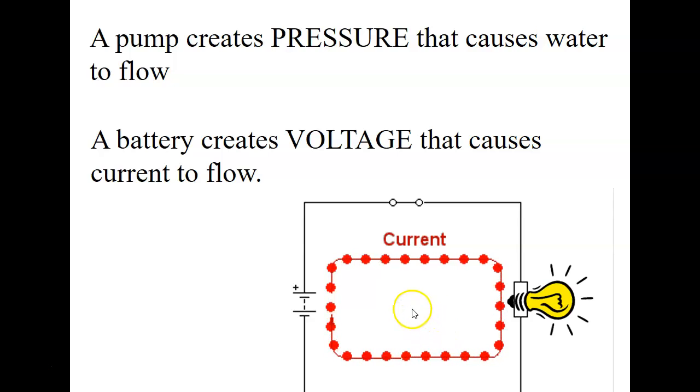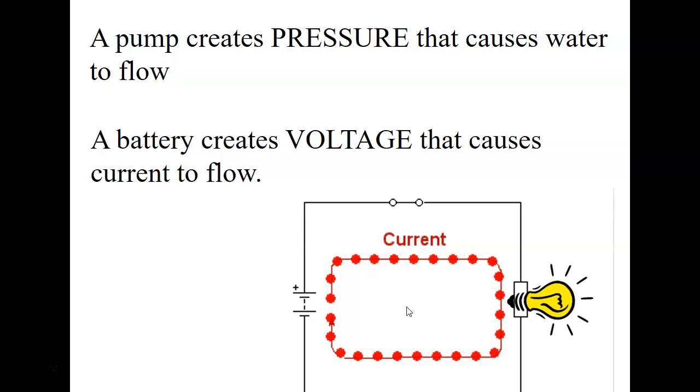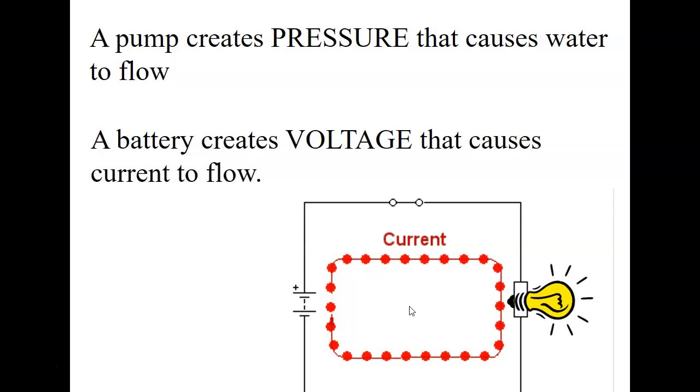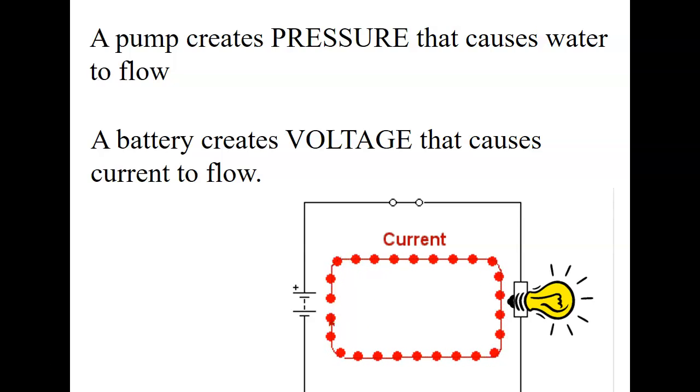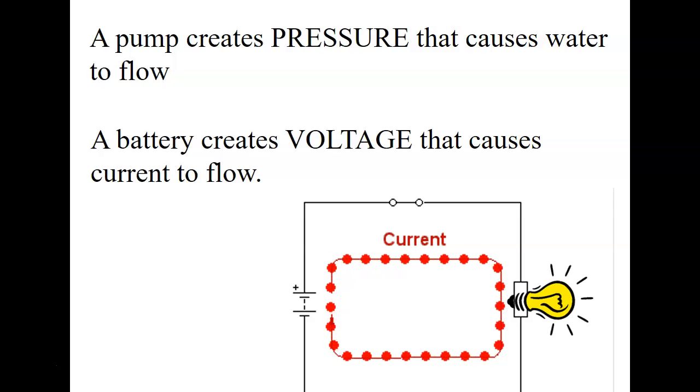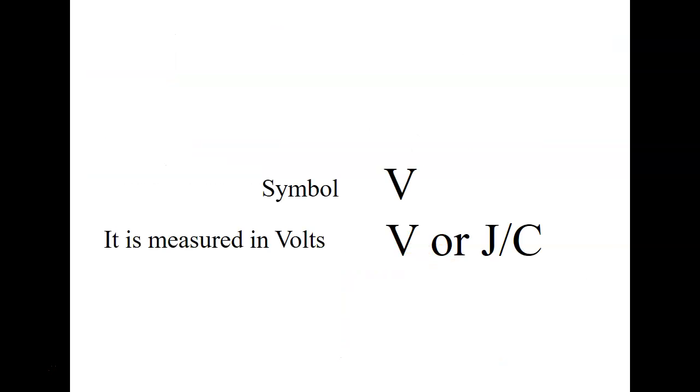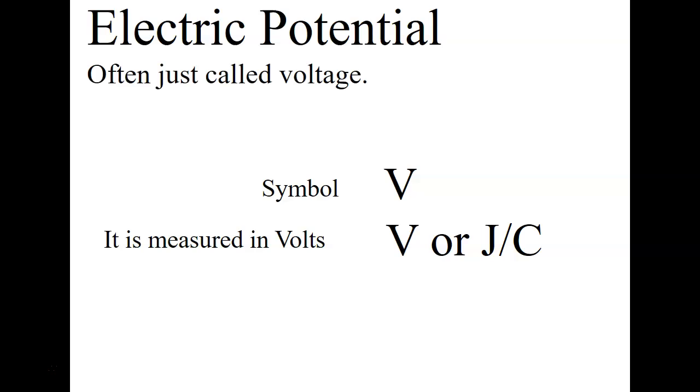So batteries create voltage. A pump creates pressure that causes water to flow. A battery creates voltage. So that's the second term that's really important. Current was the first one. It was just that idea of charge flowing around a loop. The next important term is voltage, and voltage causes current to flow. Sometimes it's referred to as electrical potential. Usually it's just called voltage.